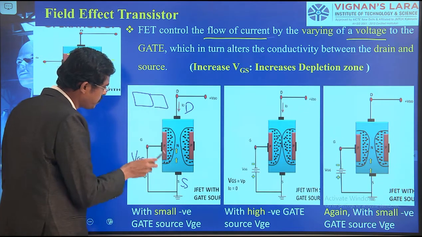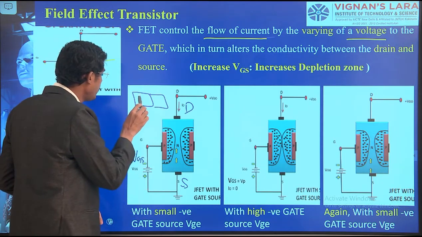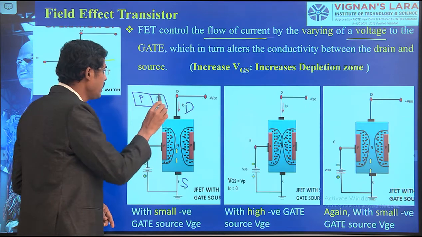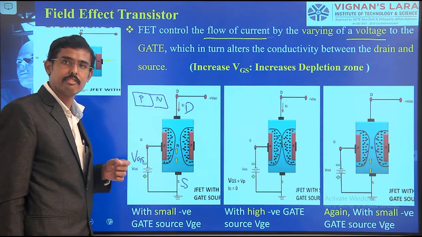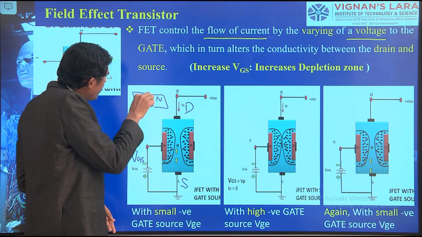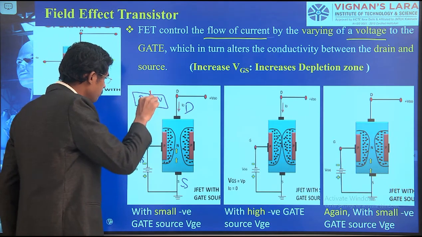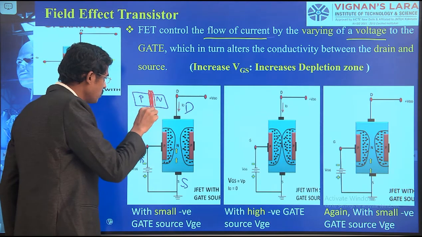Let us consider this PN region like this. So in this case, we have P here, we have N here. Therefore, when I am connecting this at center, we have a depletion zone. See, at center we have a depletion zone here. Okay, the depletion zone is there.